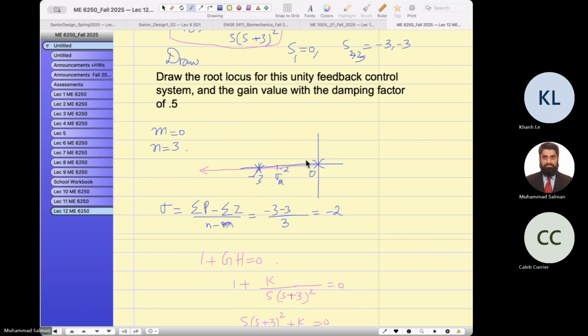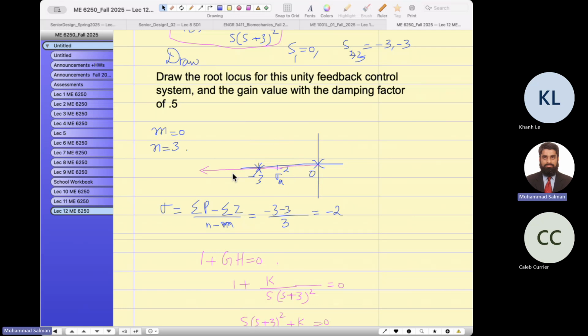So one root will leave this axis here, and there is a breakaway point. I'm sorry, what am I doing here? This is not the correct answer.